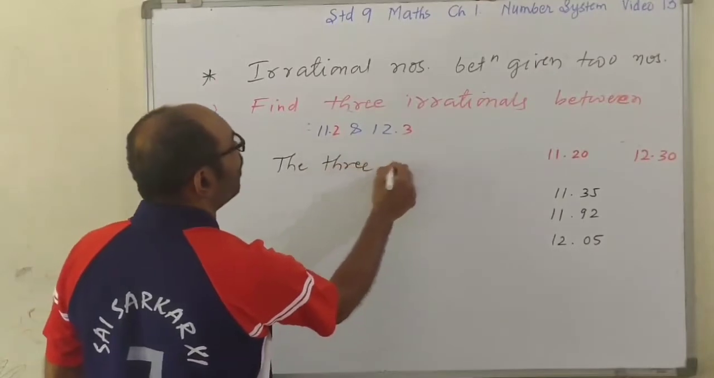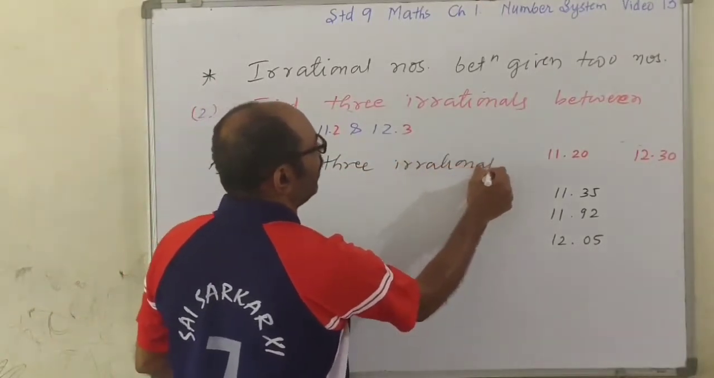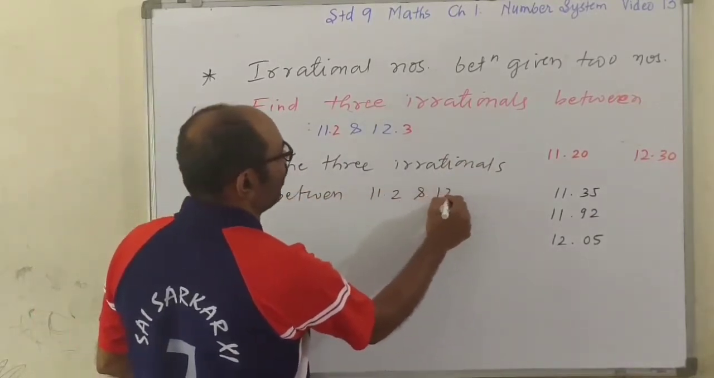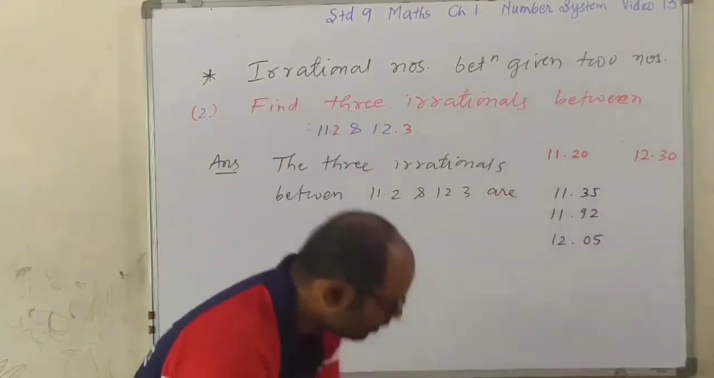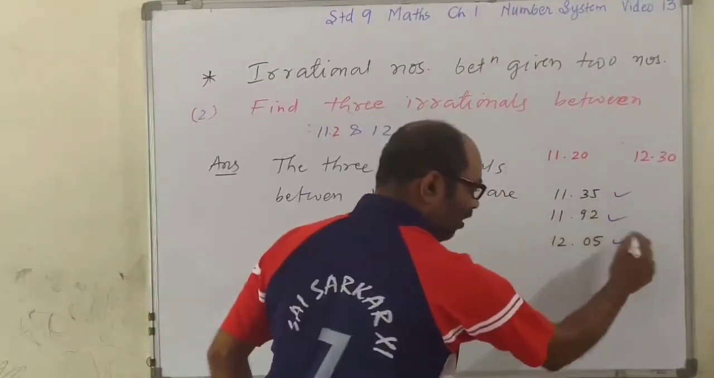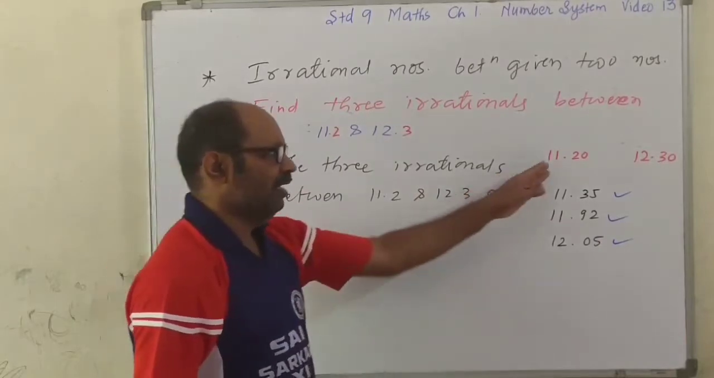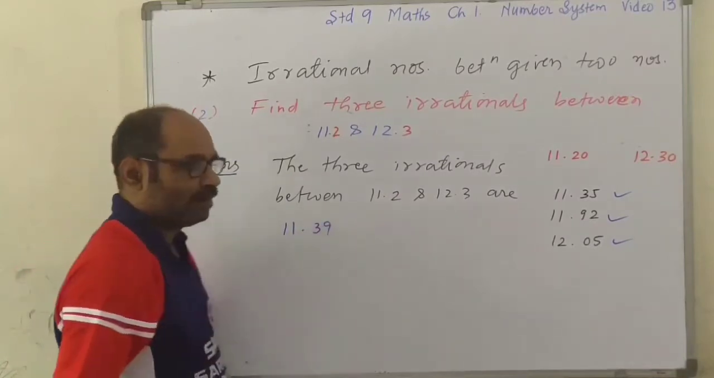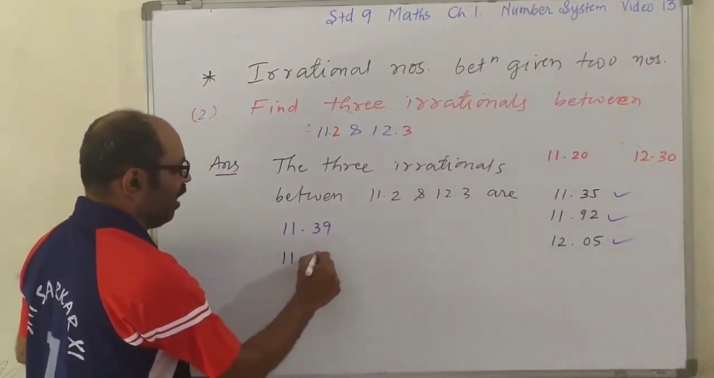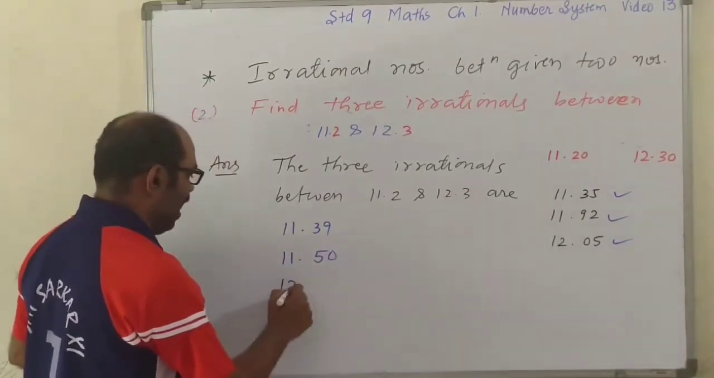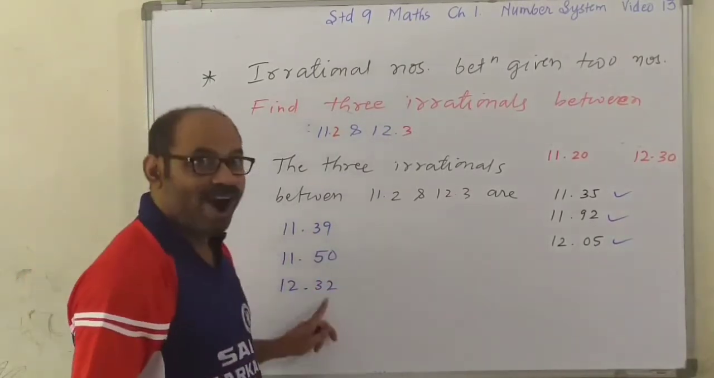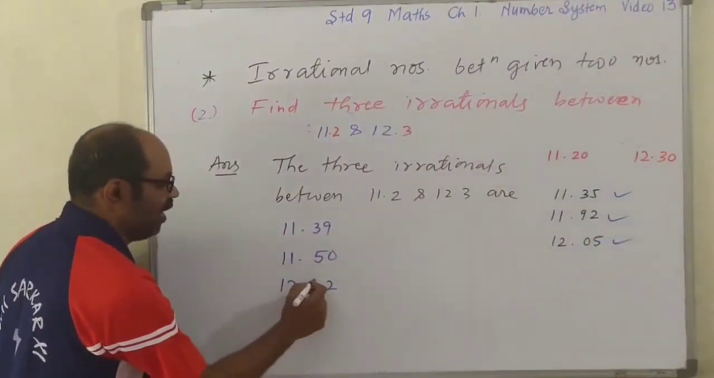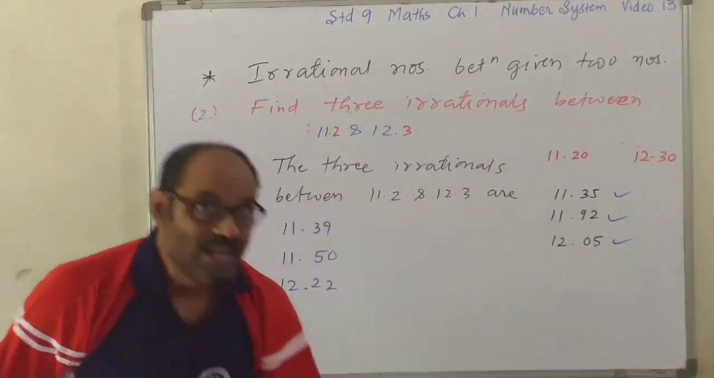The three irrational numbers between 11.2 and 12.3 are. Would you like to select these three or something different? Let's see different. After 11.20, 11.39, then 11.50, then 12.32. You can't take 12.32, that is beyond it, not between. You may take 2. Alright?